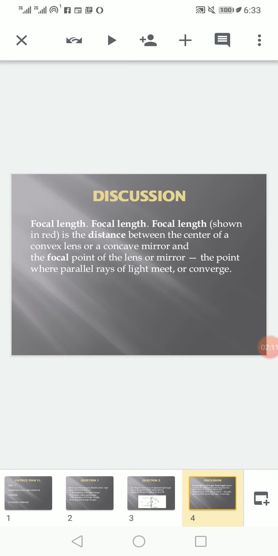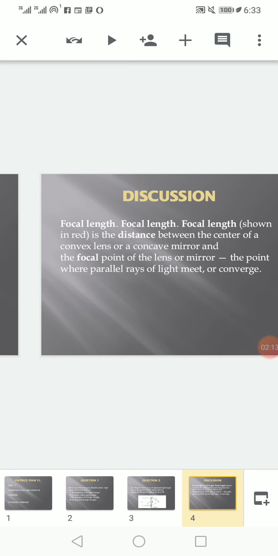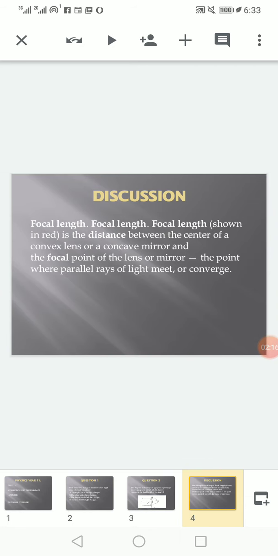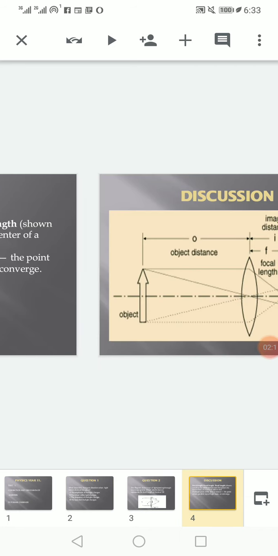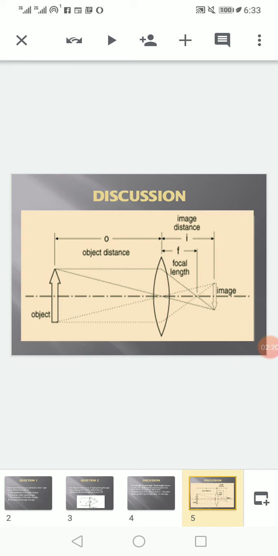I will also refer you to your notes. The diagram here, you see it in the note pasted on the portal. So looking at this, study this diagram very well. It will show you what a focal length looks like, so that you should be able to identify a focal length. I believe you can identify the object distance from here and the image distance. The object distance is O and the image distance is represented with letter I. You can see what the focal length is.